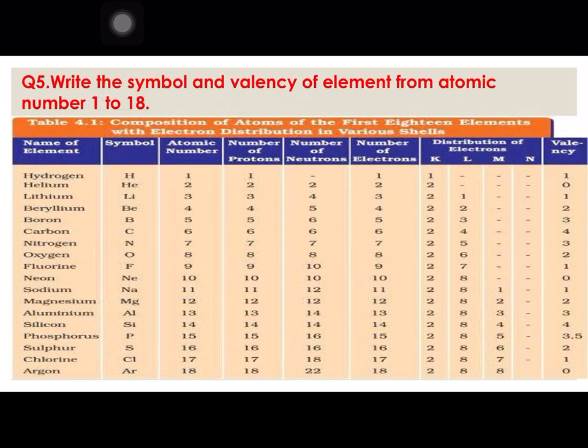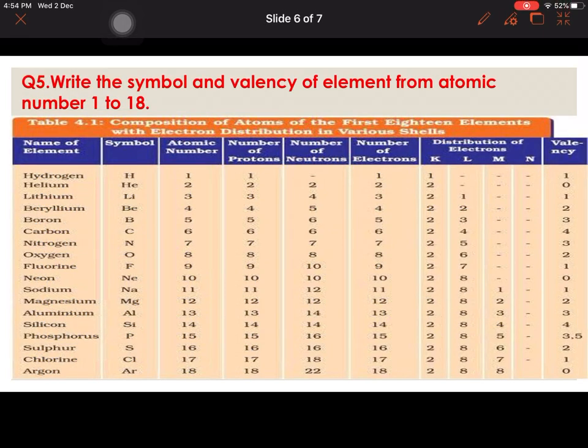Question number 5 is write the symbol and valency of elements from atomic number 1 to 18. This is also given in your NCERT. These are the 18 elements. The symbol is given, you have to write the symbol, you have to write the valency, but this will help you to understand how this valency is coming out. Remember valency is the number of electrons gained, lost or shared to complete its octet or to make itself stable. So valency for the elements having 1, 2, 3, 4 electrons in the outermost shell will be same as their valency, and those which are having 5, 6, 7, 8, you can subtract it from 8, 8 minus that number, you will get the valency.